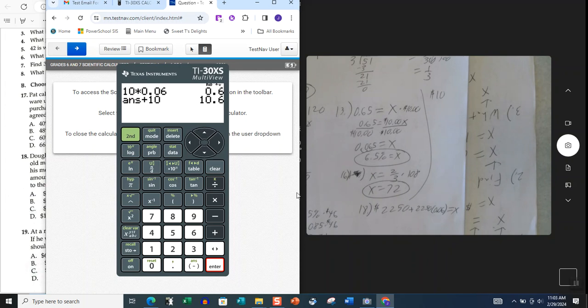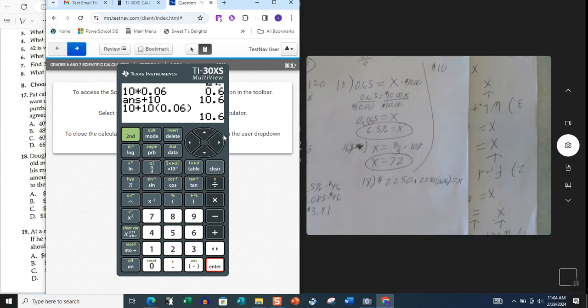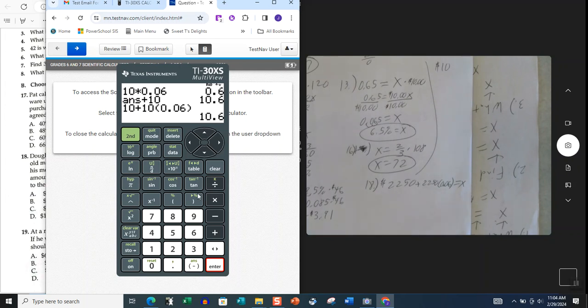Now, you're basically doing the same thing we have here. You have your $10 and you want to add 6% of the $10. So you add $10 plus $10 times the 6% sales tax. And you notice here when you press enter, it gives you the exact same thing. So taking that knowledge, we're going to apply it to 18.